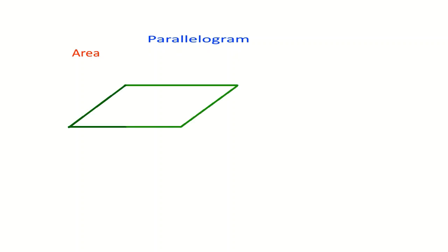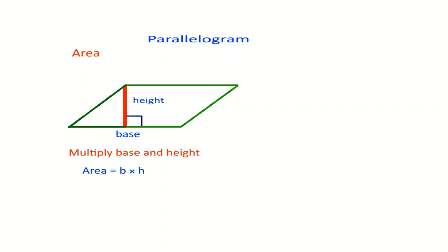To find the area of a parallelogram, multiply the base with the height. Any side of a parallelogram can be chosen as the base of the parallelogram. If we take this side as the base, then the perpendicular drawn from the opposite vertex to this side is known as the height or altitude of the parallelogram. The formula to find the area is B base into H height.